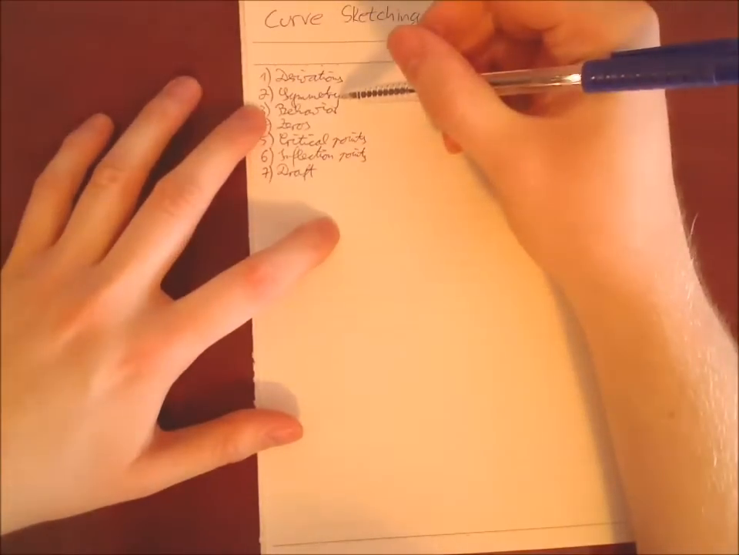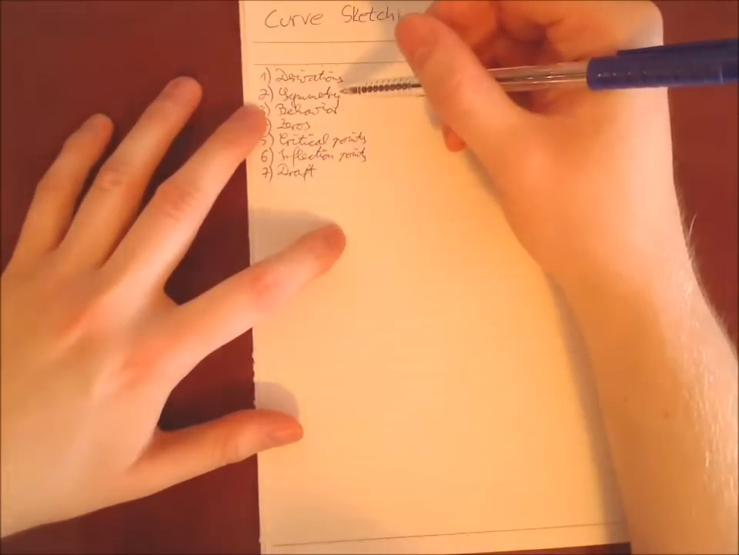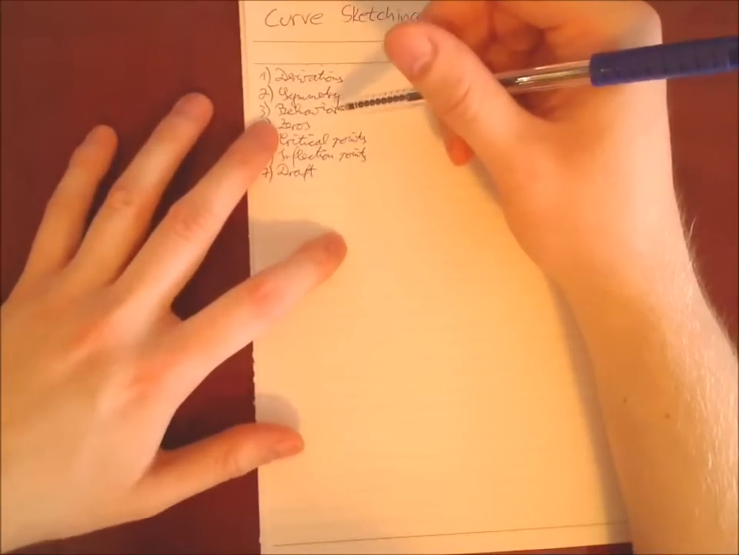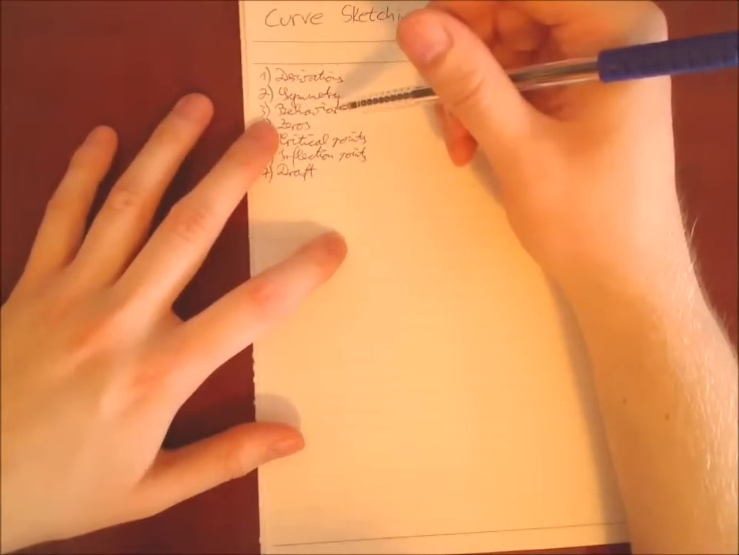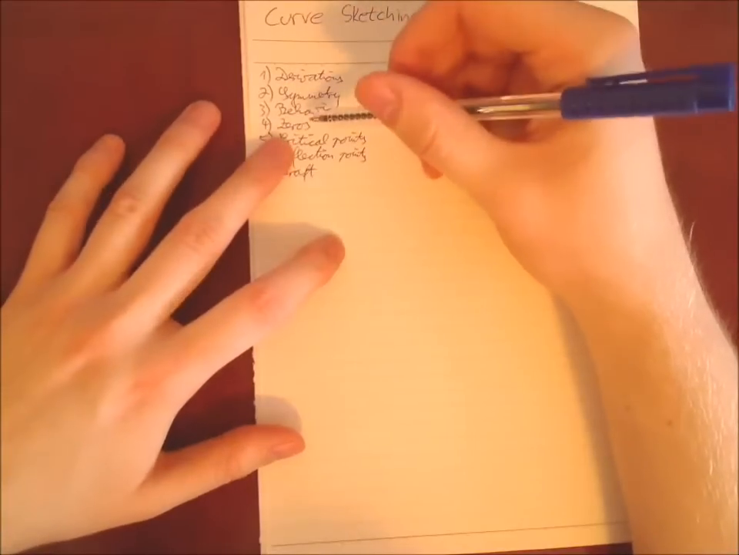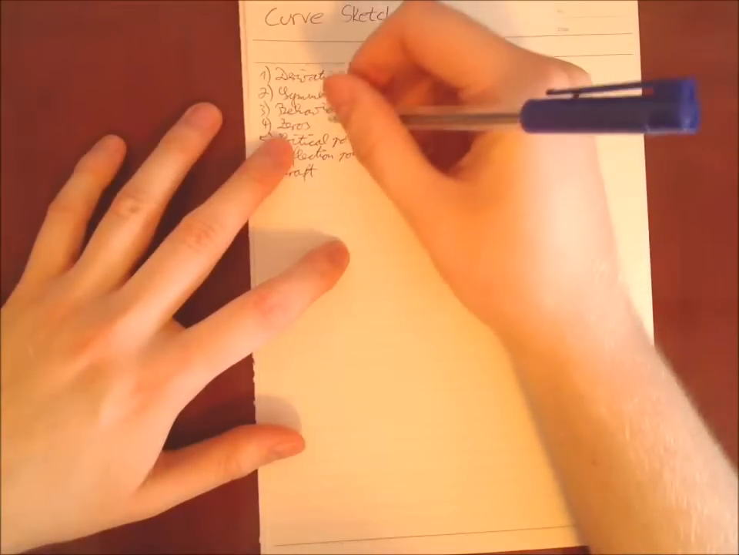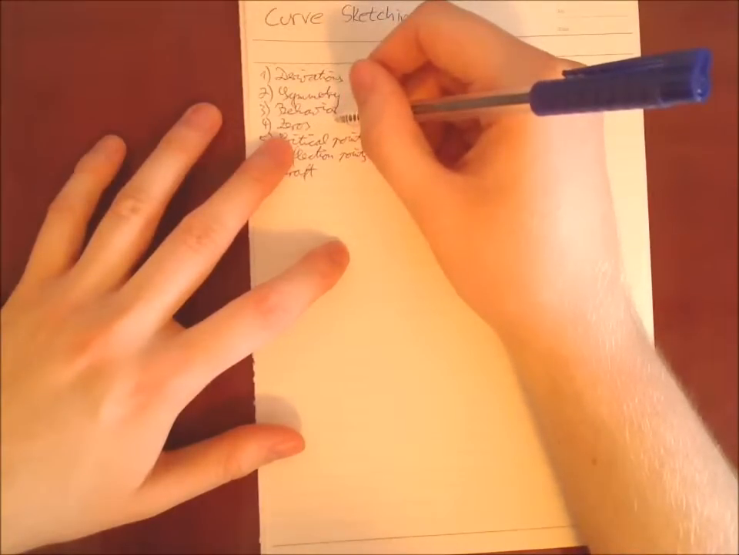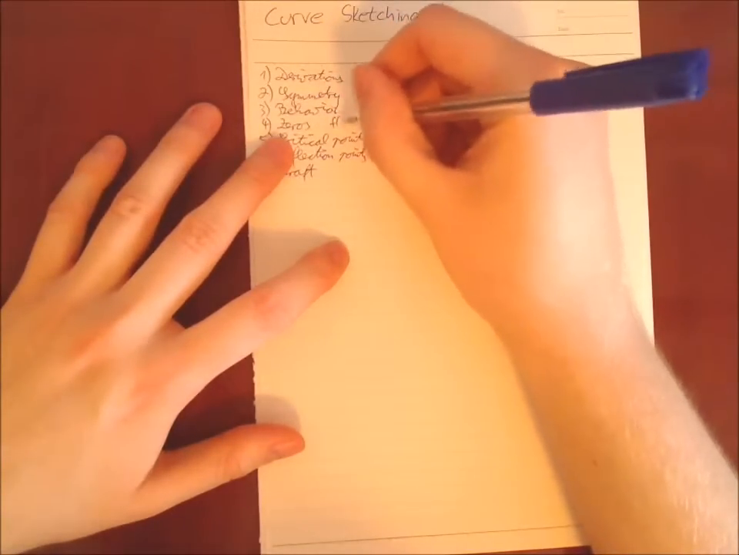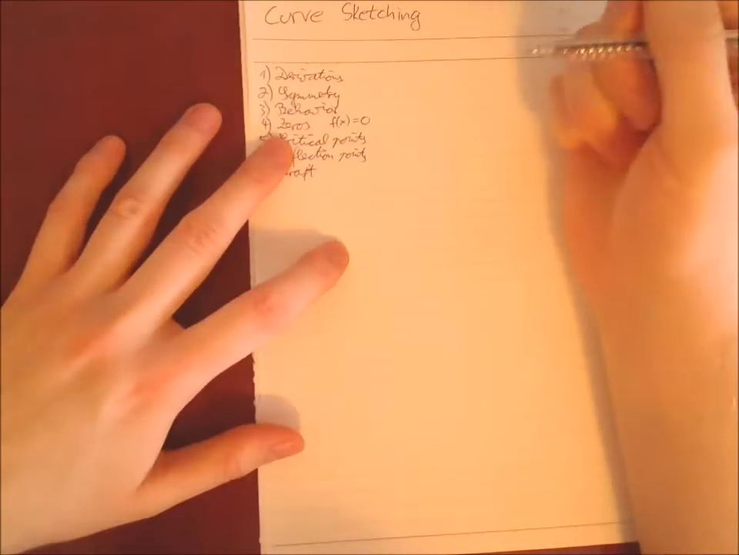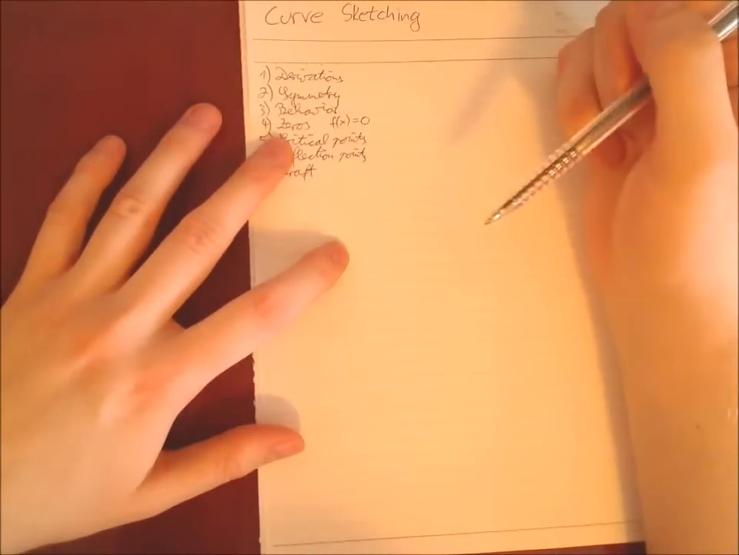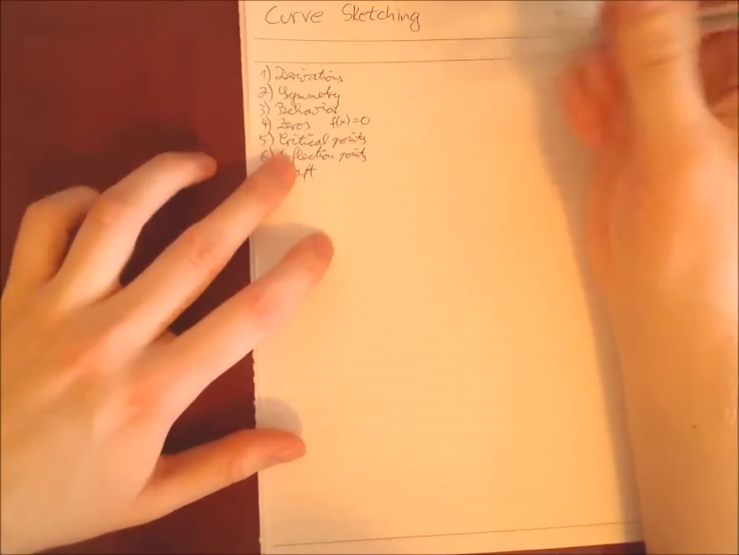And symmetry: we can check whether the function has some symmetry to the y-axis or to the origin. Behavior: we look at the limit. Is there any limit? Zeros: we set the function equal to 0, and then we calculate the x where this is possible.